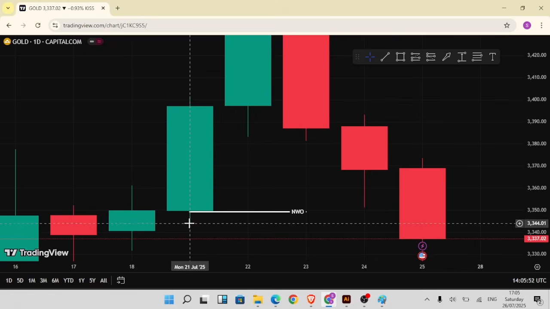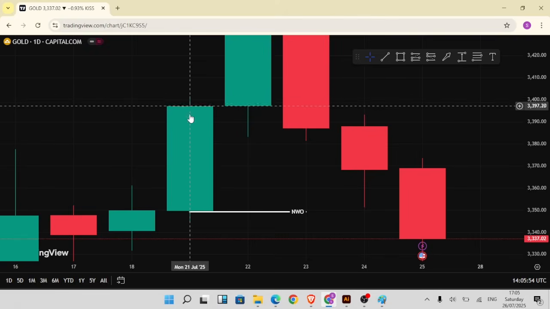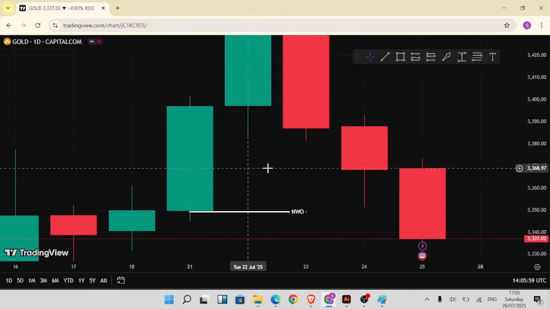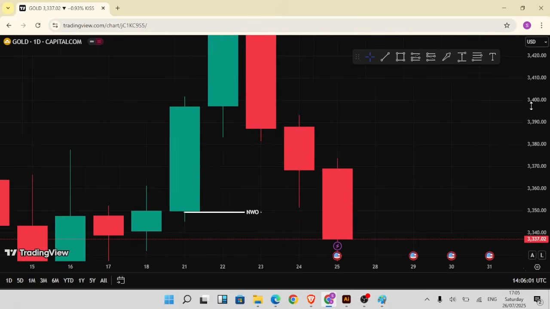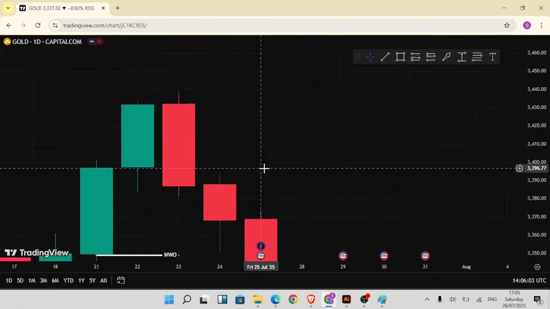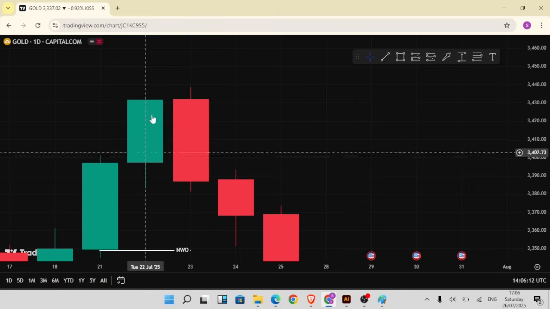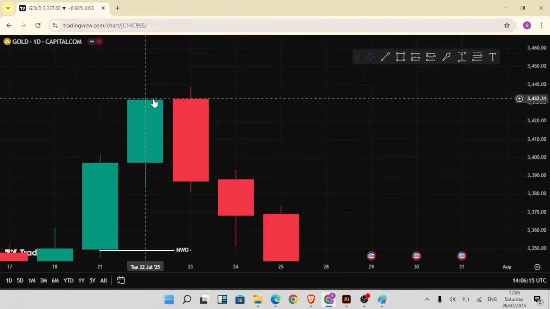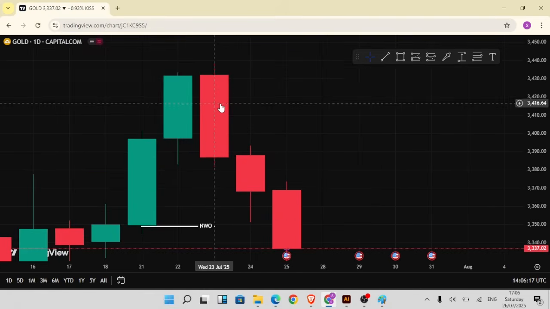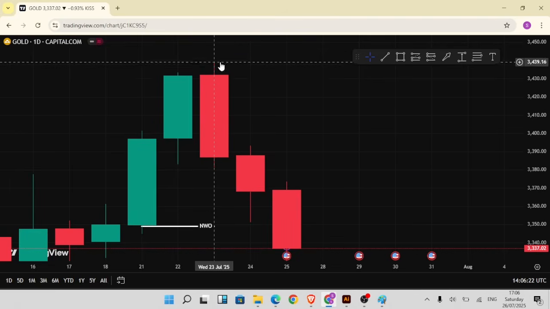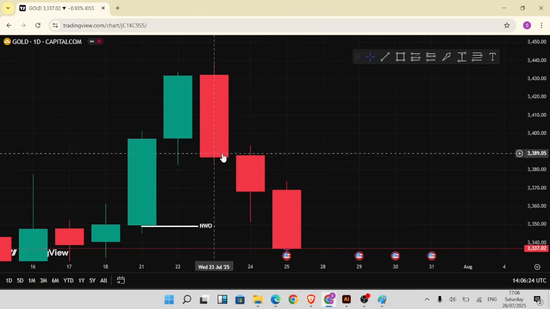The Monday lows was here and the highs were here. It opened here, it closed here, and opened here. This is always the same case for all the candles. Tuesday, same thing happens. It opens here, forms a low, and then goes up to form a high and close. On Wednesday, this candle formed opened here, formed a high, dropped to form a low, and closed.